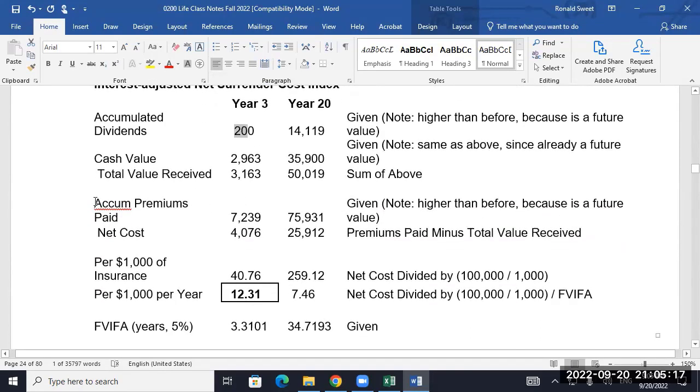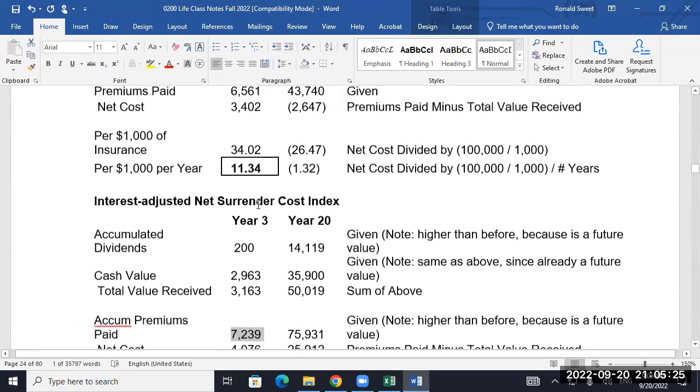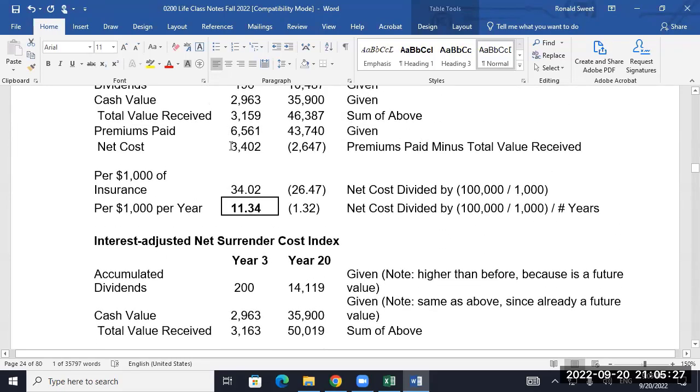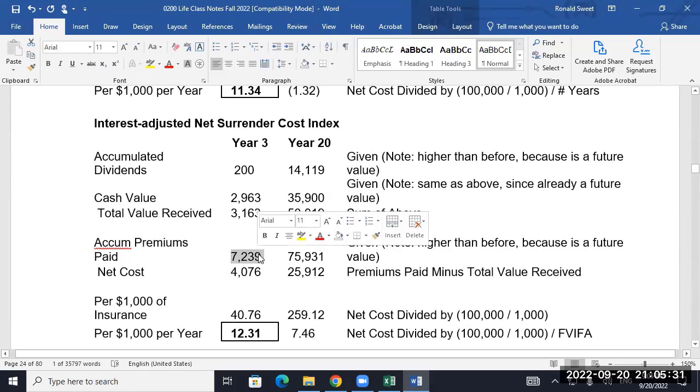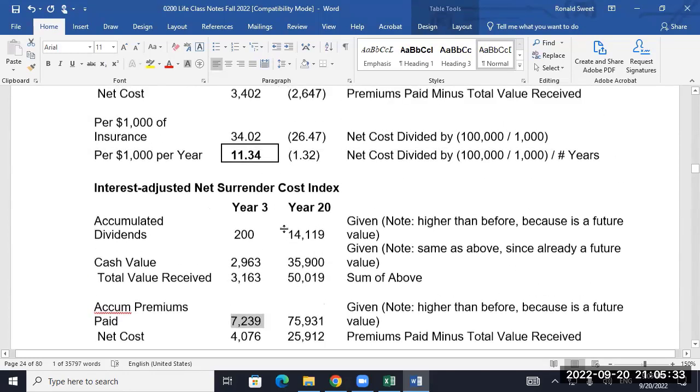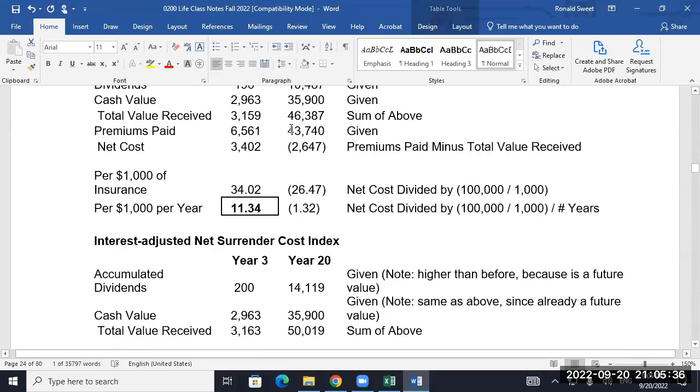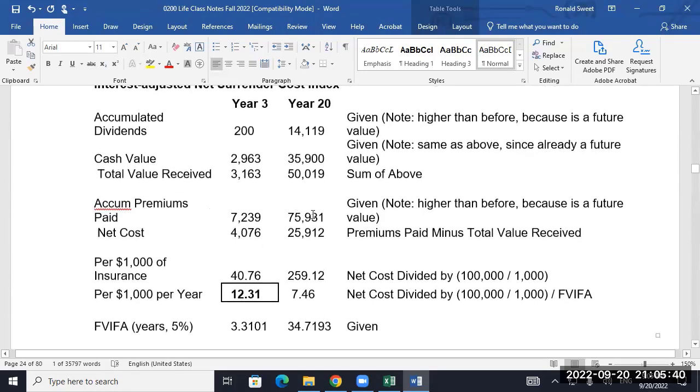The biggest difference is going to be on the premiums. If instead of paying these premiums, you had invested them at 5%, how much would you have had at the end of year 3? So that premium goes from 65.61 up to 7,239, and even bigger, the premiums paid over 20 years goes from 43,000 up to $75,000. So now your net cost is 4,000 for 3 years.